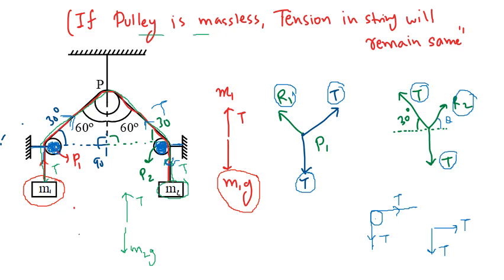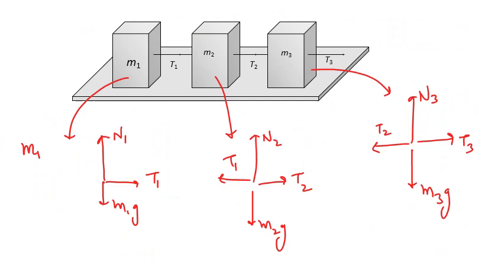Okay, so let's take one more example. Suppose in this question we have M1, M2, M3. M1 and M2 are bound by one string. M2 and M3 are bound by another string. And there is another string here. So the strings are not the same, so the tension will be different.